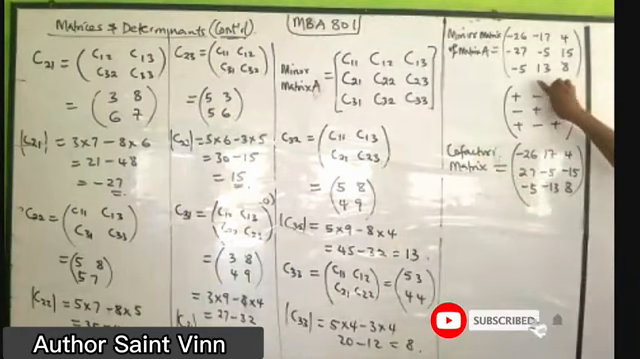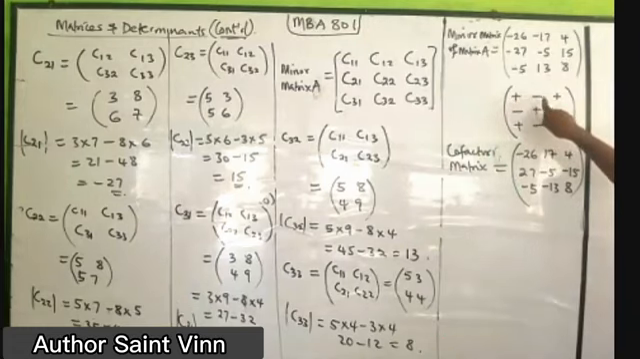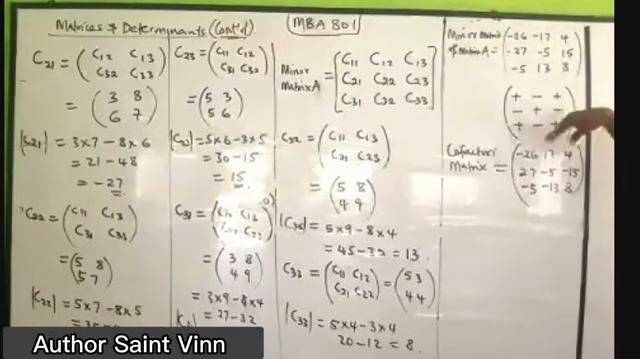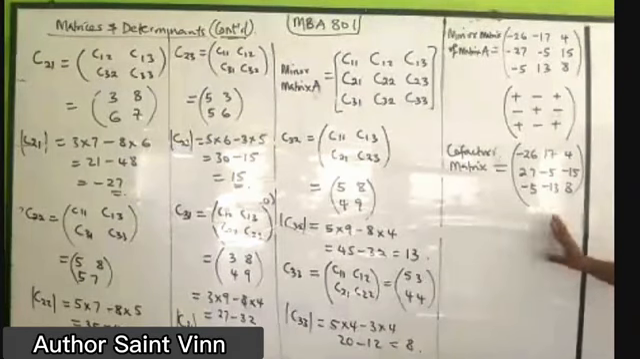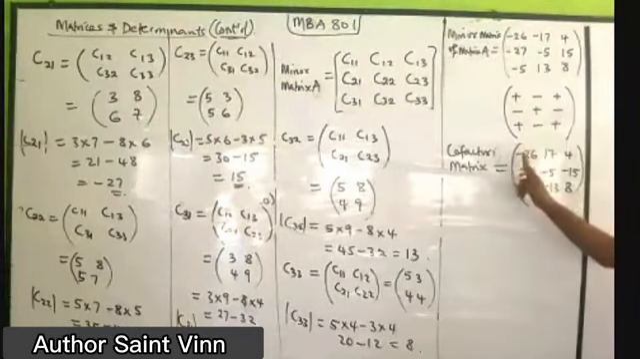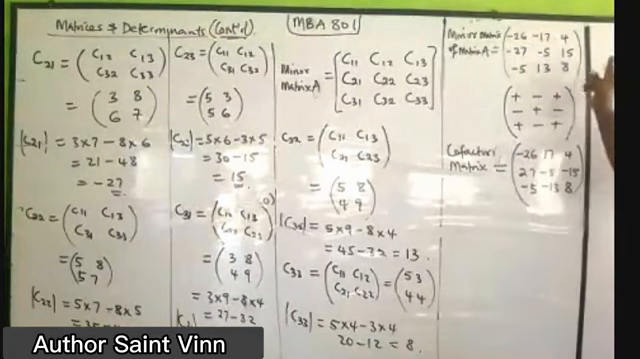All I did was to multiply every element, this element 1, 1, 2, by these signs, and that gives us the cofactor matrix or matrix of cofactor. Is that okay? This plus times minus 26. Minus times minus 17. You don't catch that? Any other question?